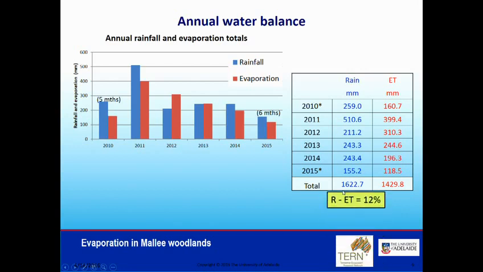And when we have a look at the totals across this 5-year period, there's a 12% difference between the rainfall and evapotranspiration. That is, 12% of the rainfall which has come into the system has not been evaporated and is entering the soil water storage and the groundwater system. And of course that's really fundamentally important to the survival of the vegetation in this kind of system.